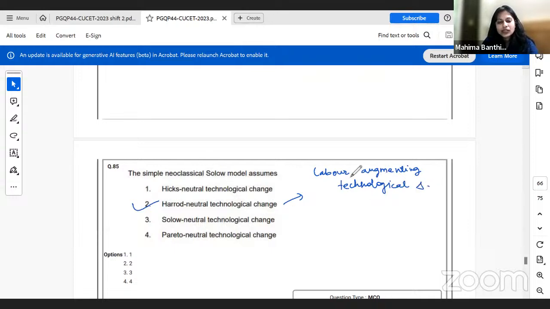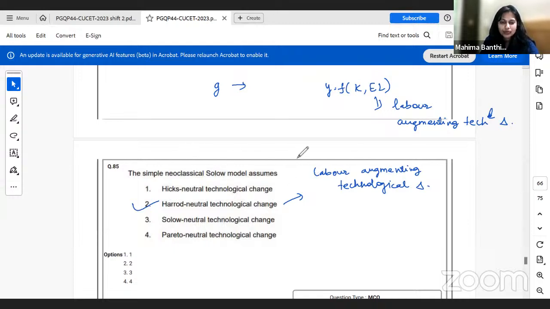Okay, so this one is the answer because when we do the third case in the Solow growth model, where we introduce the g term, which is the rate of growth of technology, and we make technology labor augmenting. So we write the production function as, let's say, K comma EL, where E is my labor augmenting technological change. Right, so we introduce E into the model. So this is labor augmenting. So in the Solow model, we have labor augmenting technological change.